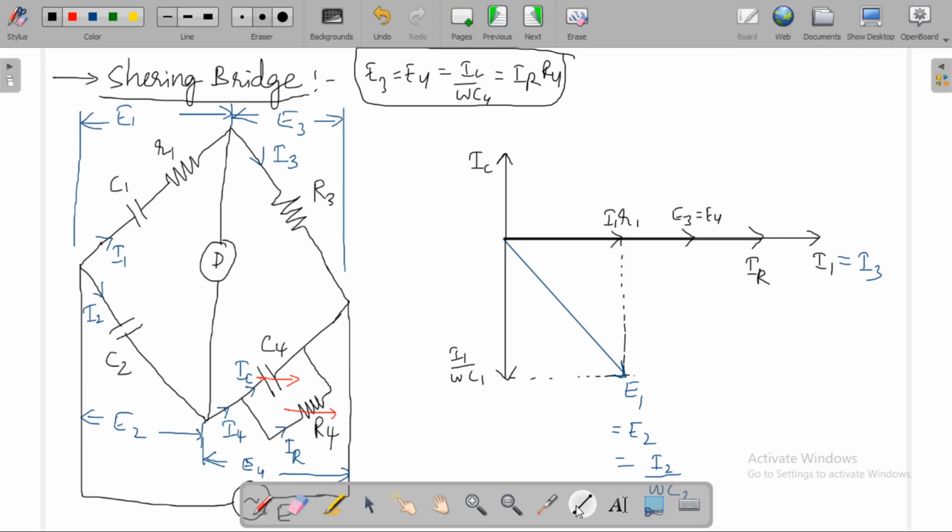Okay, so the phasor sum of IC and IR will be I4. So this will be I4, which is equal to I2. Directly you can write I2 also. Okay, I4 is equal to I2.